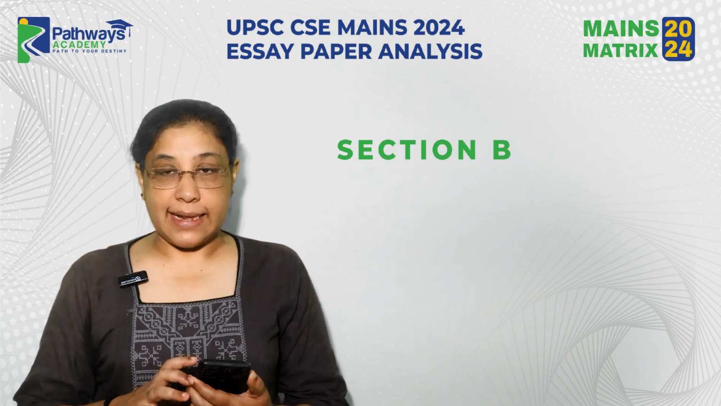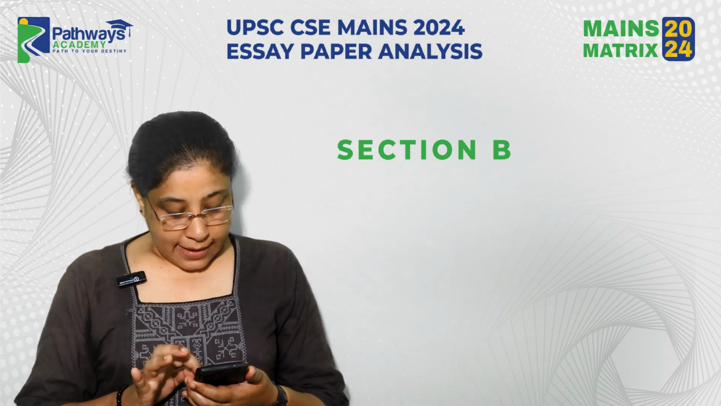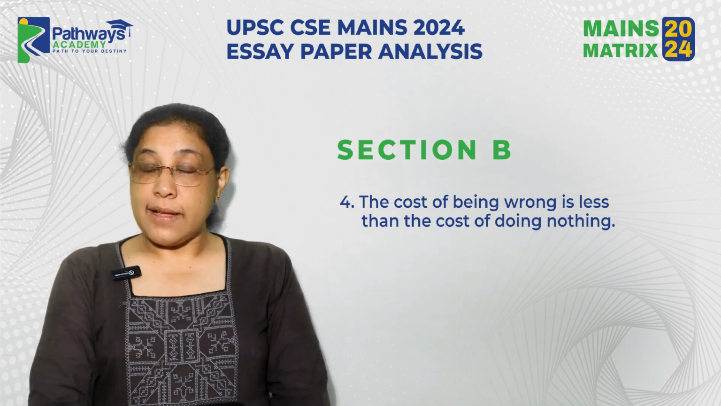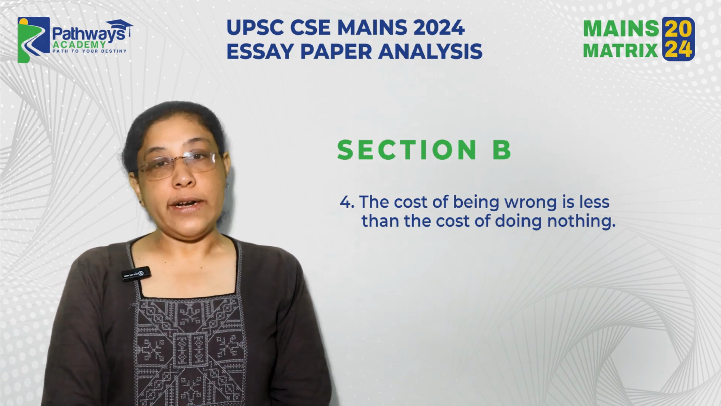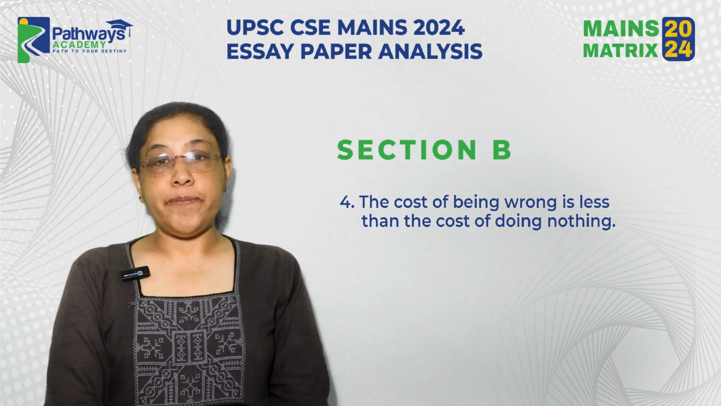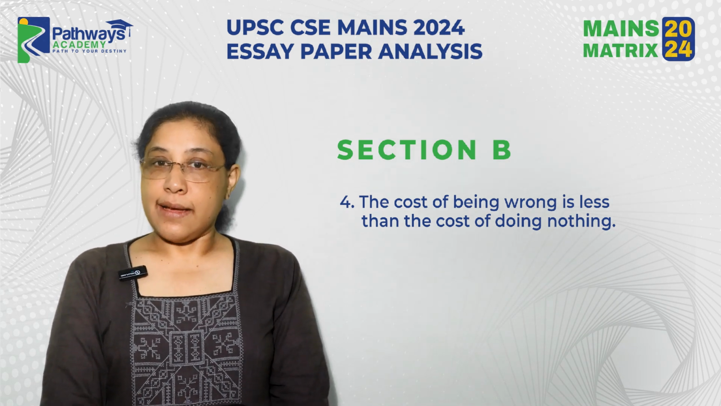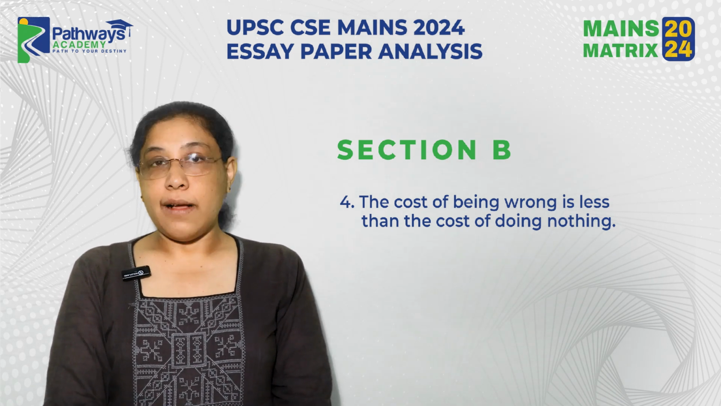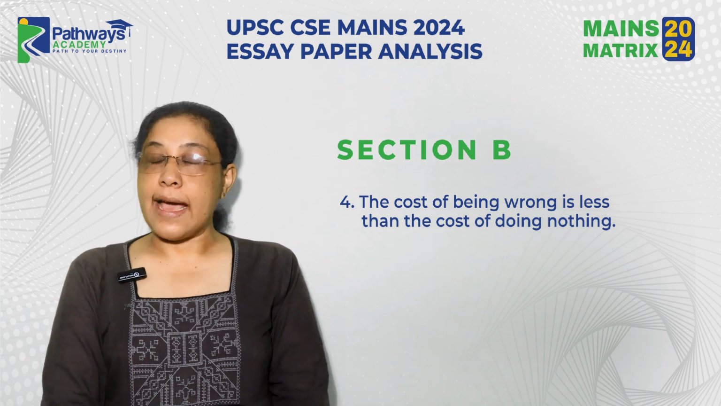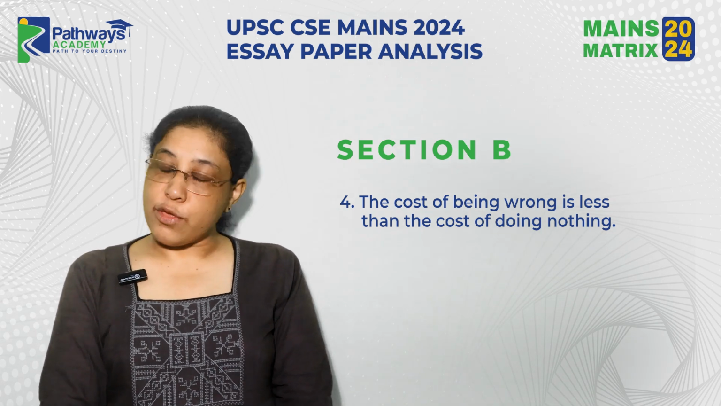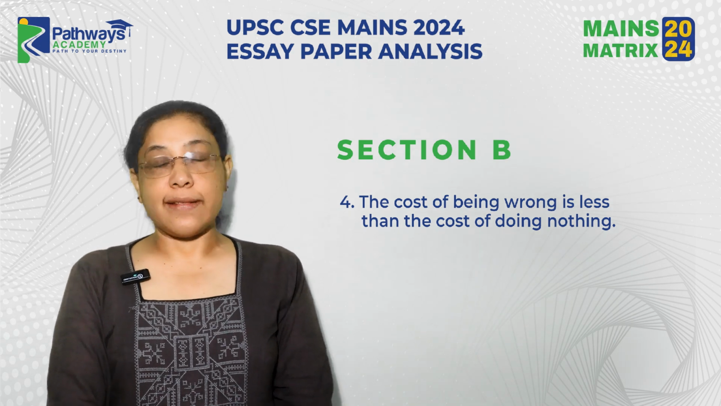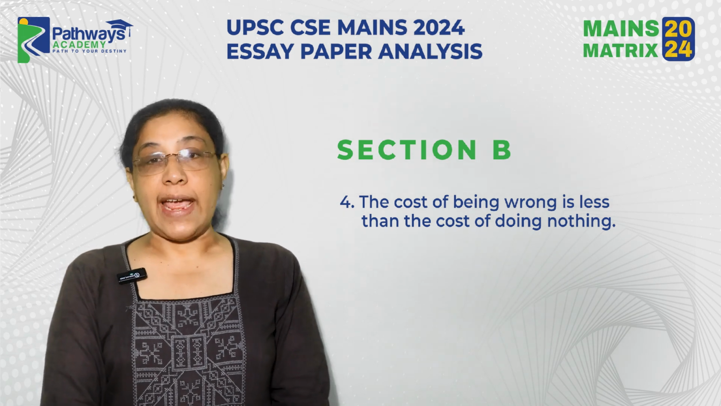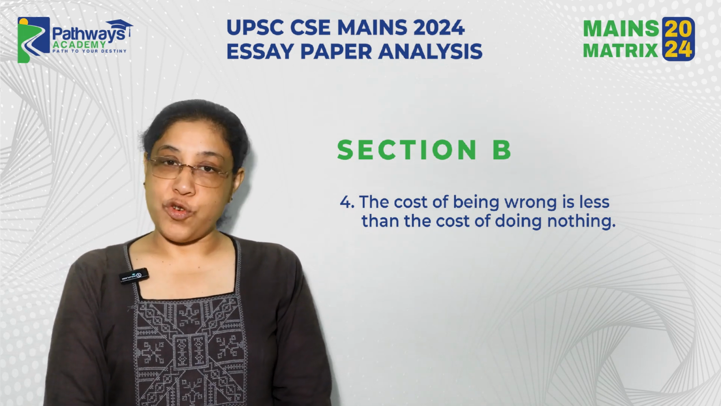Now, let me check the last question. So, the cost of being wrong is less than the cost of doing nothing. So, if you don't do a thing, that is actually bad. If you try and are wrong, that's always better. I mean, people can have a life where they don't do anything, so that they don't get any criticism or anything, but that's not a life worth living. So, trying, and even if you are failing, that's actually the path to follow.